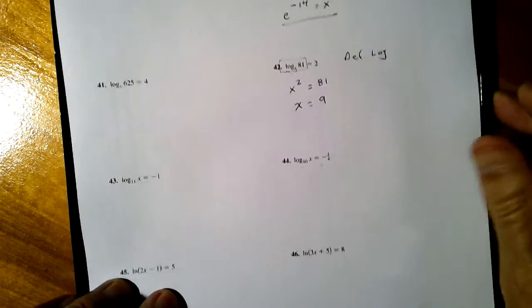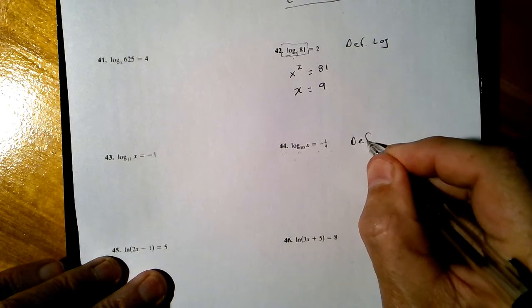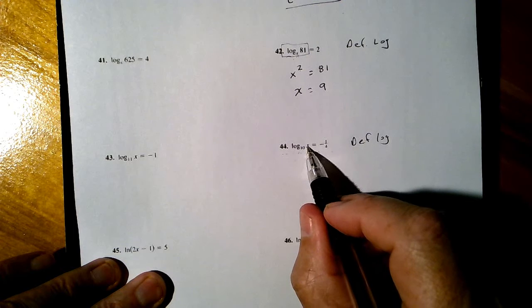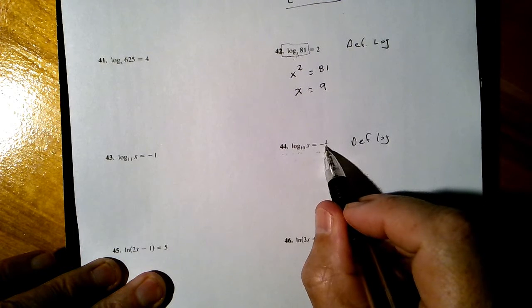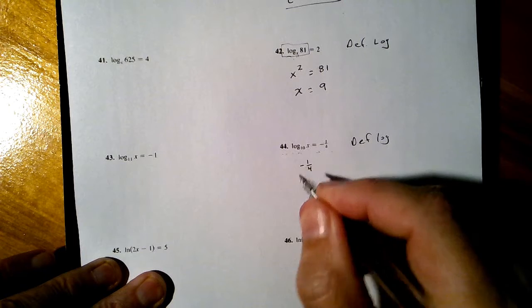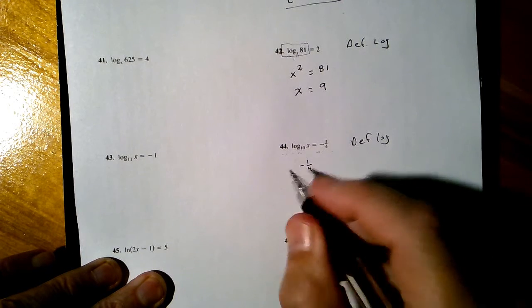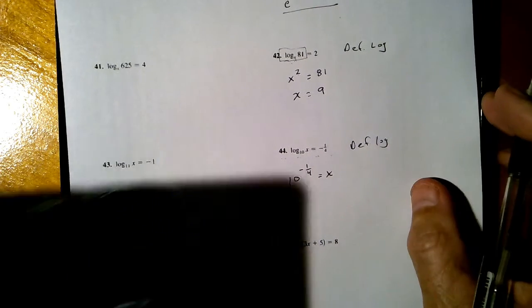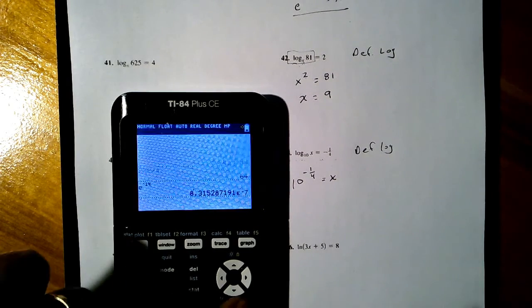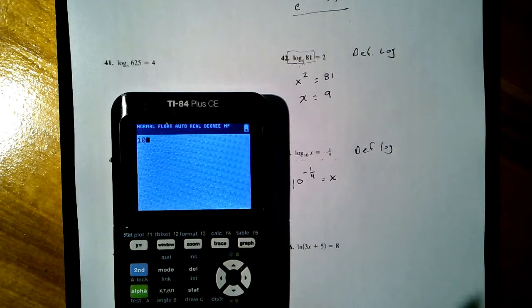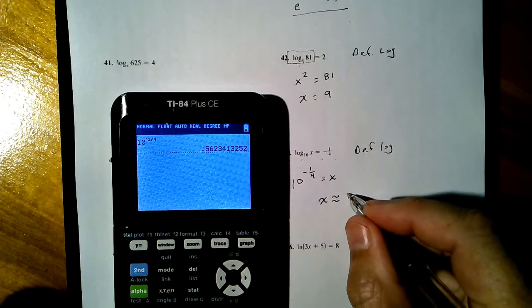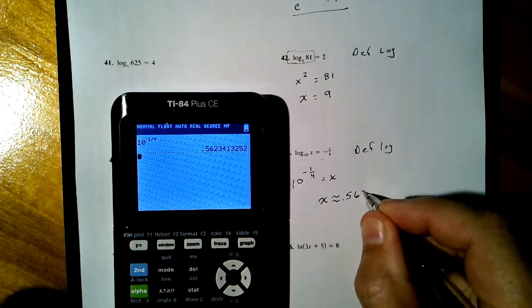Okay, 44, this is another definition of log. This is the exponent that turns 10 into x, but this is negative 1/4. So negative 1/4 is the exponent that turns 10 into x. And there's an exact answer. But let's check what that one is as a decimal. 10 raised to the negative 1/4. So if you like, or if the problem would call for it, you could call that 0.562.